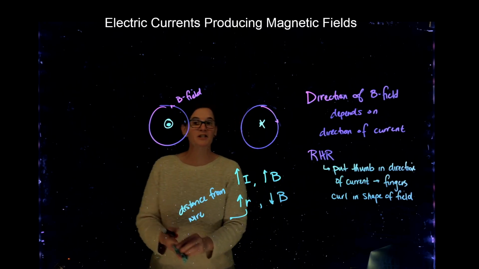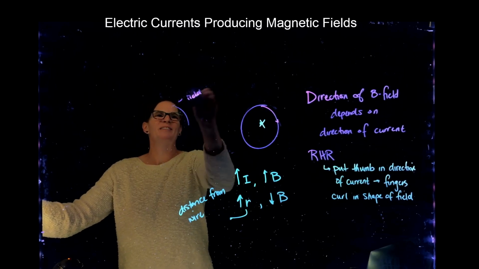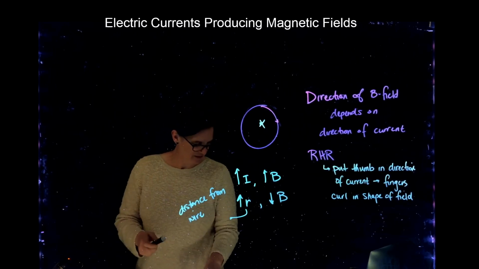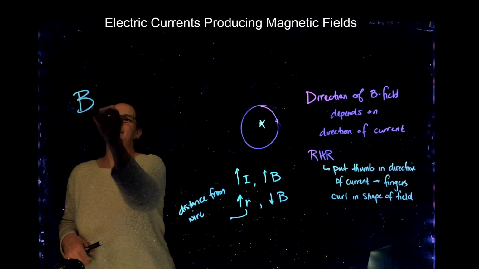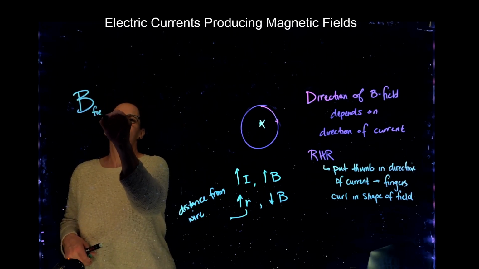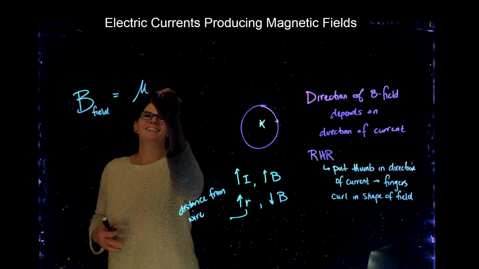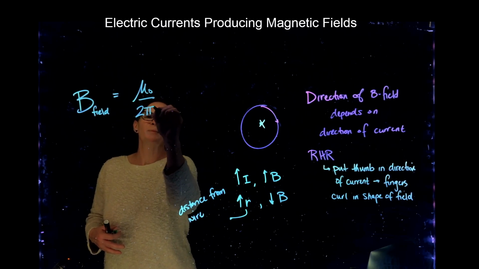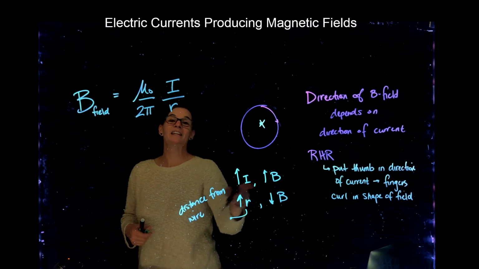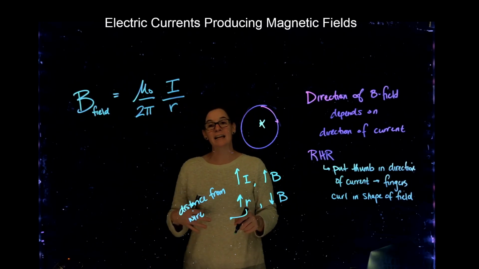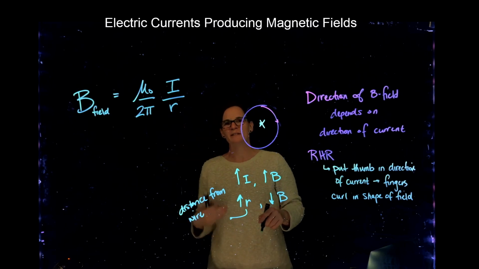Now, we can put this relationship together, and there are certainly some constants of proportionality that we will introduce you to. If I put this relationship together, we find that the magnetic field due to a current carrying wire is equal to mu naught, I'll tell you what that constant is, over 2 pi times the current over the radius. So those relationships hold true. If I increase my current, I increase my magnetic field. If I increase my radius, I decrease my magnetic field.